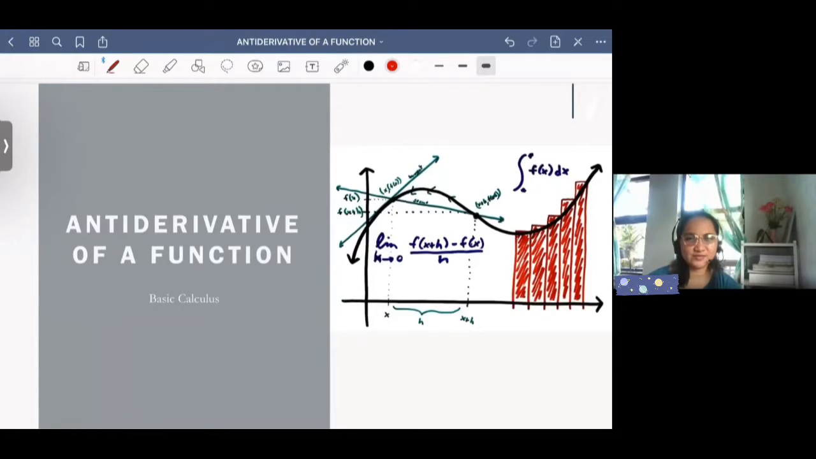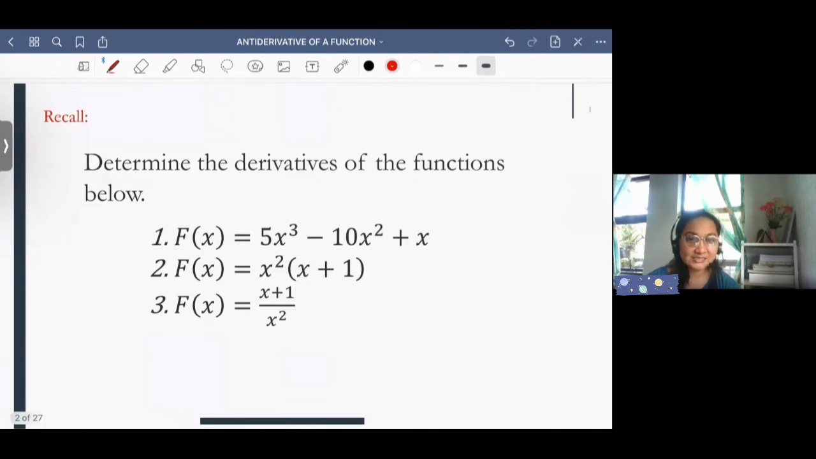Hello students, for this video I am going to talk about antiderivative of a function. But before we proceed to the discussion of these antiderivatives, let us first recall derivatives of a function by finding the derivatives of these given functions.